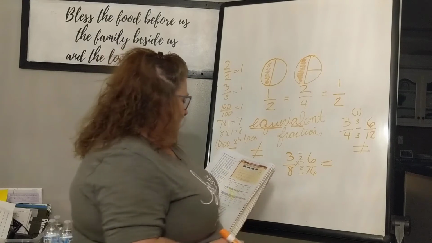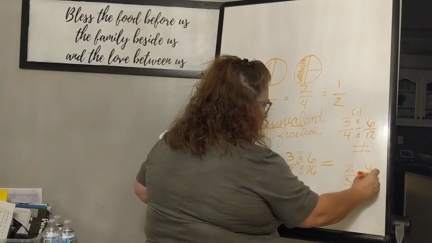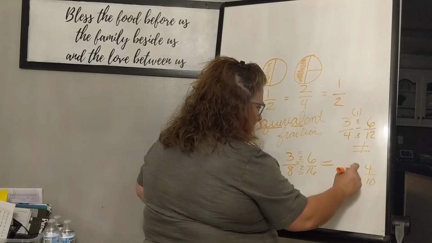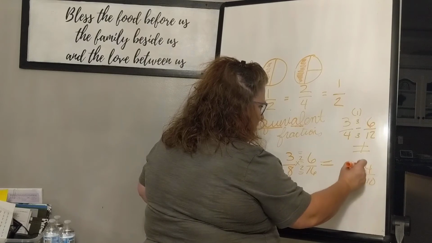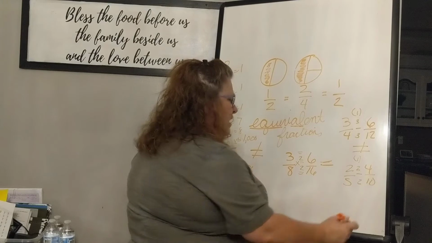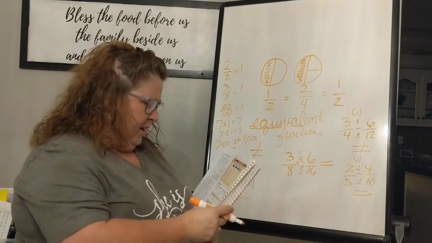And then letter D, we have 2/5 and 4/10. So 5 times 2 equals 10. 2 times 2 equals 4. So they multiplied by 1 and they got 4/10. So those are equal. They are equivalent.